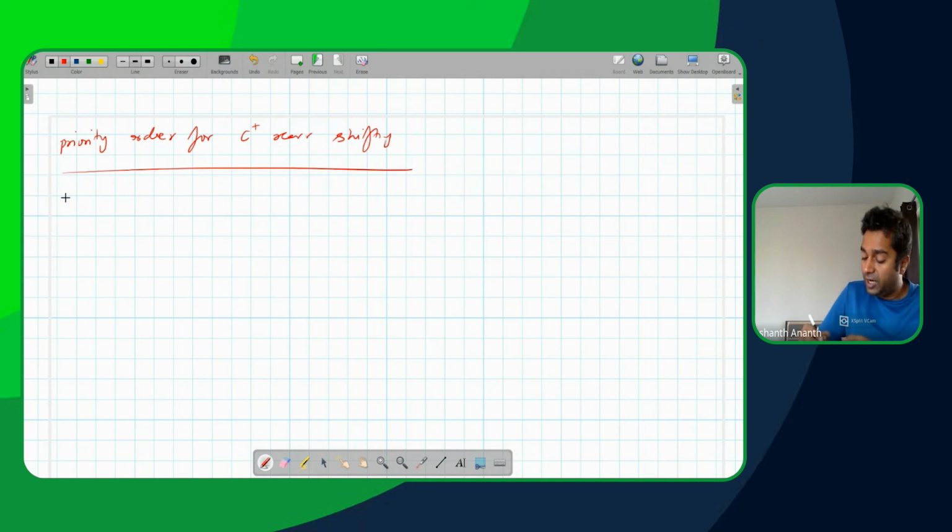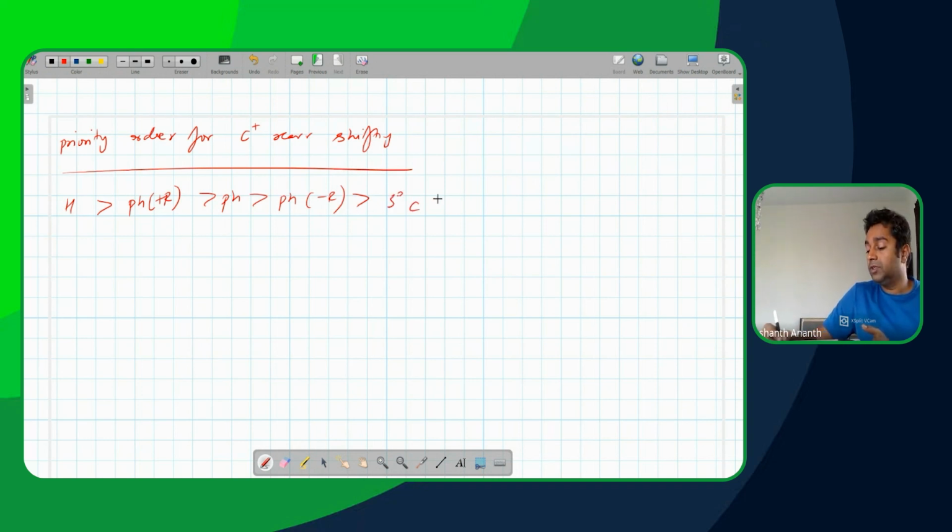So effectively, you'll end up having hydrogen or hydride shift being the best. Then you will have any benzene ring with a plus R, then a plain benzene ring, then a benzene ring with a minus R. Then you will have a tertiary carbon, then secondary carbon, then primary carbon, and then methyl. Methyl is one of the worst things to shift.